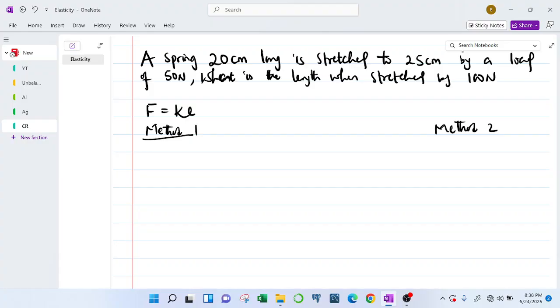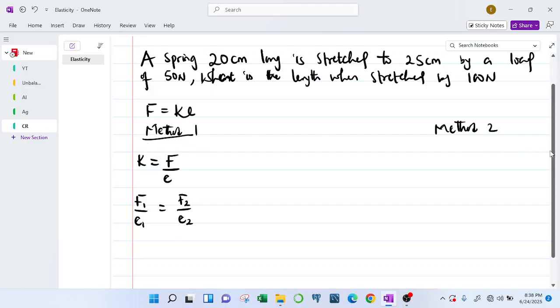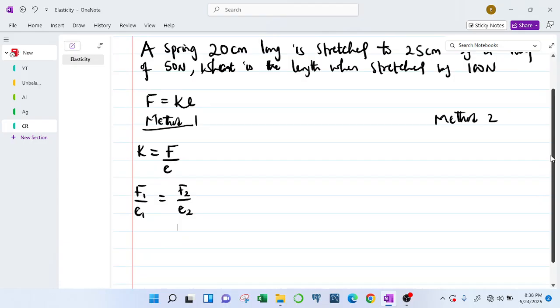The point about K is that K is always constant. And we have already seen earlier that K equals F over E. K is a constant, that means it does not change. So that means that F1 over E1 must be equal to F2 over E2. It is always constant. That's why it is even called force constant.